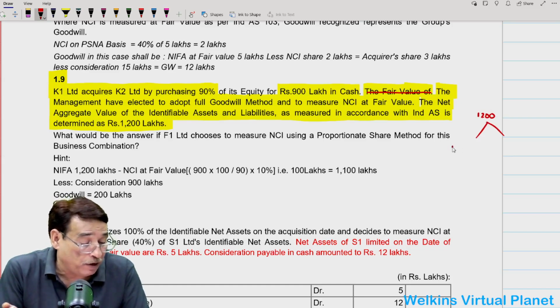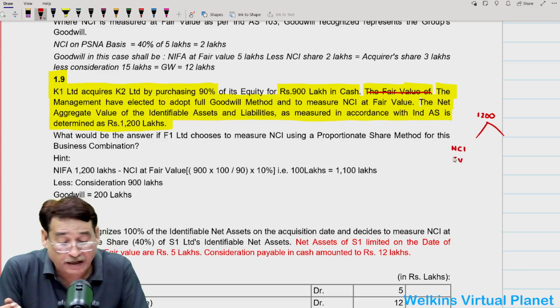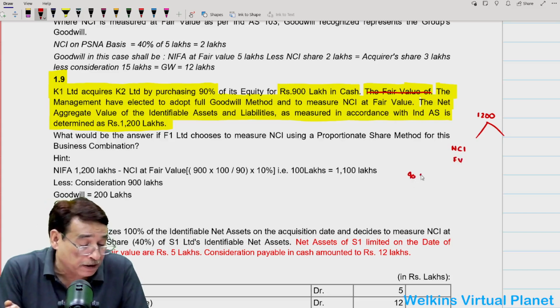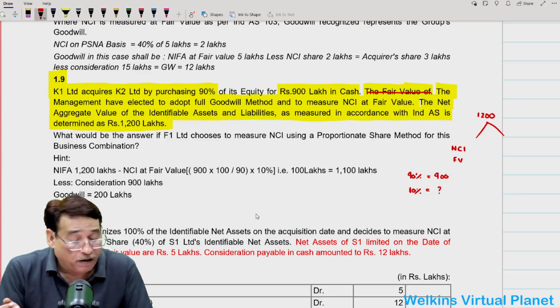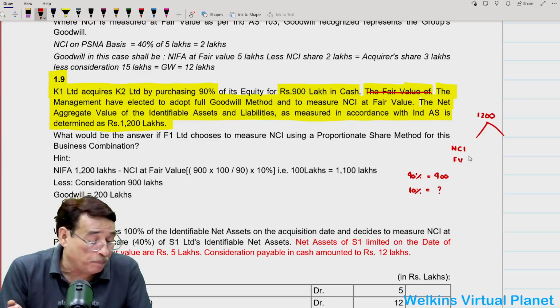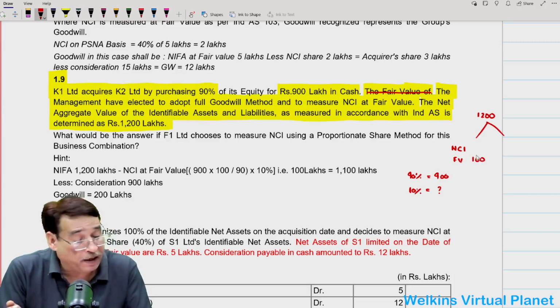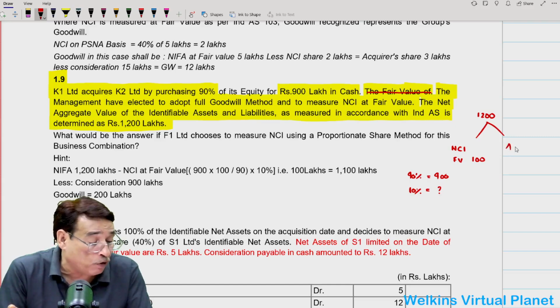First of all, you will have to write here NCI, and NCI at fair value. What will be the fair value of NCI? Because for 90% you are paying 900 lakhs, what will be the amount which you would pay for 10%? I think that will be equal to 100 lakhs. Correct? By subtracting 100 lakhs from 1,200, I will get the acquired share.